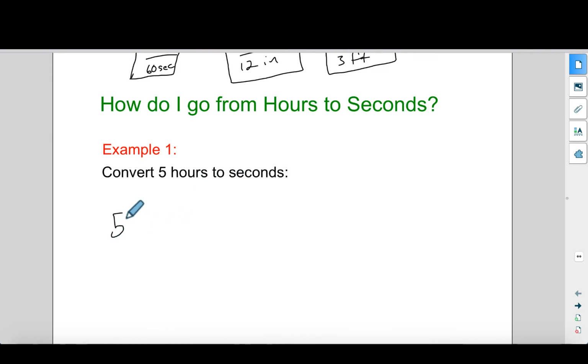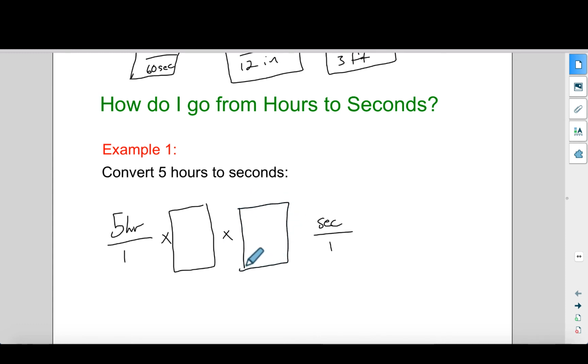I always write 5 hours over 1 times whatever my unit multiplier is, and then I'm going to put seconds over 1, because I want to make sure I get seconds in the numerator, because it has to be in the answer like that. So 5 hours over 1, seconds over 1. All right, what is my unit multiplier? I'll give you a little hint, I'm going to have 2 unit multipliers here in order to get my seconds. How do I go from hours to seconds?